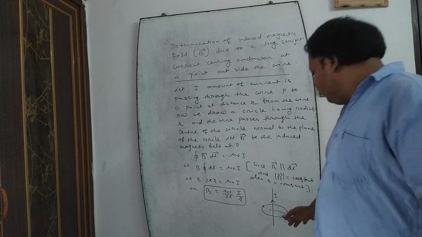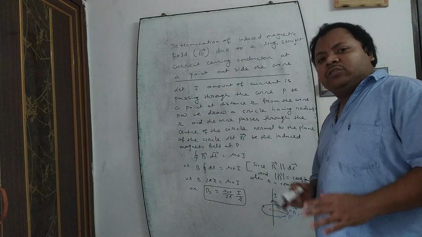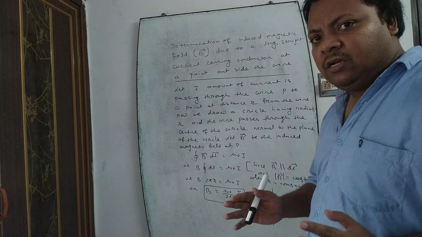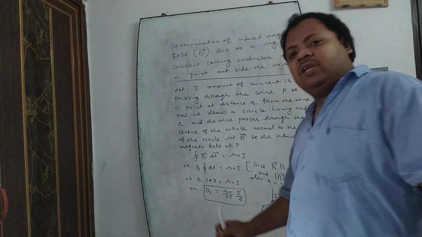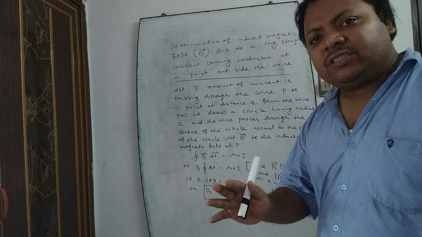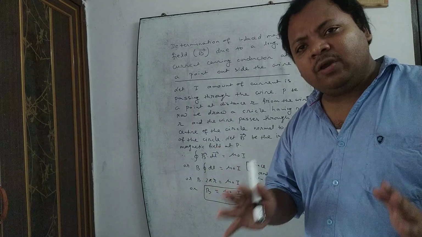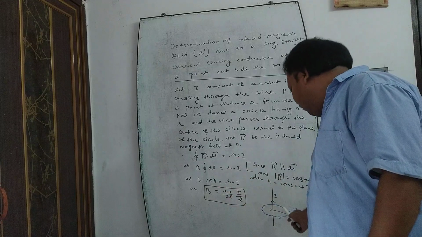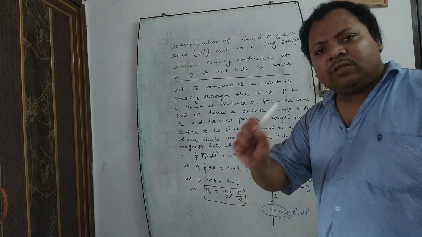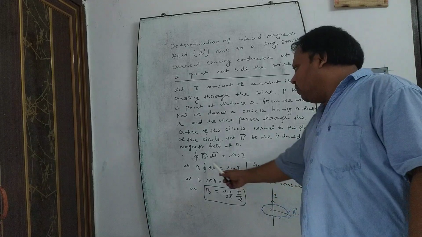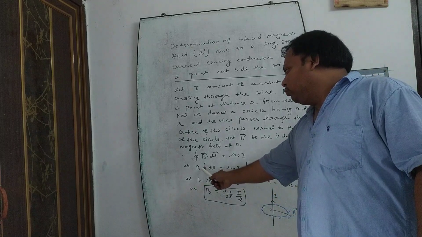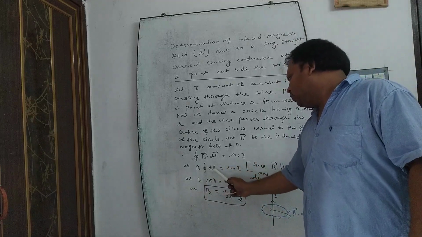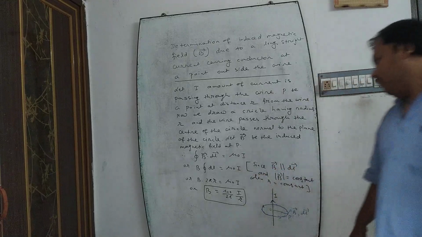You know that the intensity of the induced magnetic field, that is B, is a function of r, that is the distance between O and P. Since r remains constant, the magnitude of B also remains constant. That is, the magnitude of B remains constant at every point on the circumference of the circle. That's why we can take B outside the integration. Therefore, B into the closed integral of dl is equal to mu0 into I.